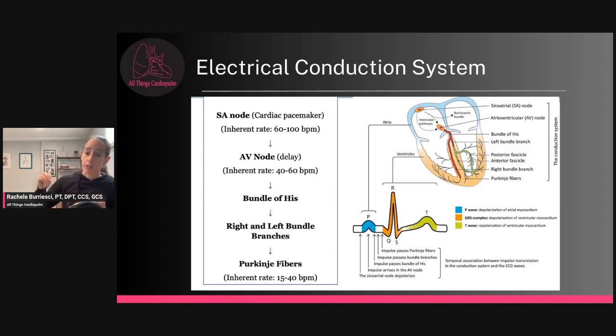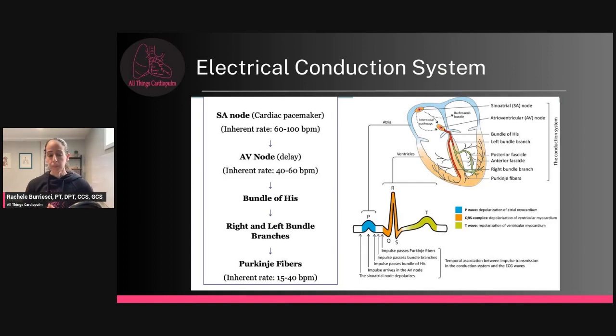So SA node to AV node to the bundle of His. The bundle of His splits into left and right bundle branches, which essentially lets the signal travel down to both ventricles and into the Purkinje fibers, where that electrical stimulation is literally going to penetrate the myocardium and allow for efficient ventricular contraction. There's always a backup rate. There is an inherent rate built into each part of this pathway, and understanding the foundation of these pieces of the pathway will very much help you in understanding arrhythmias down the line.